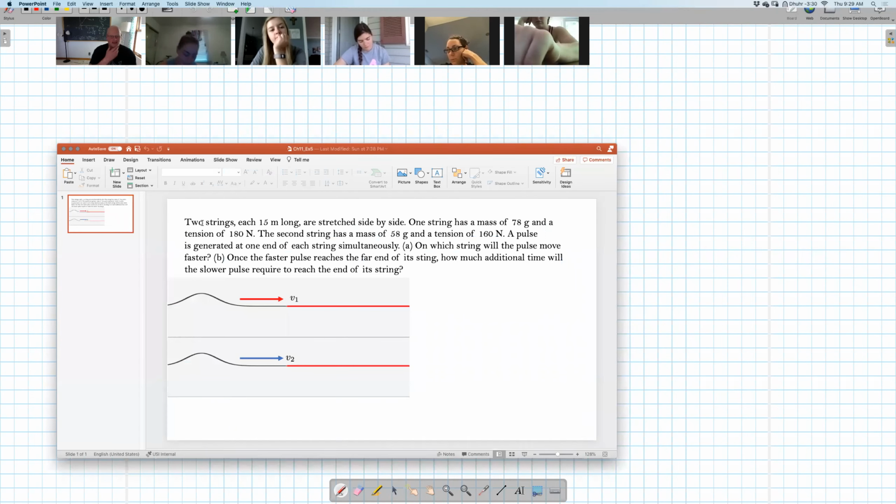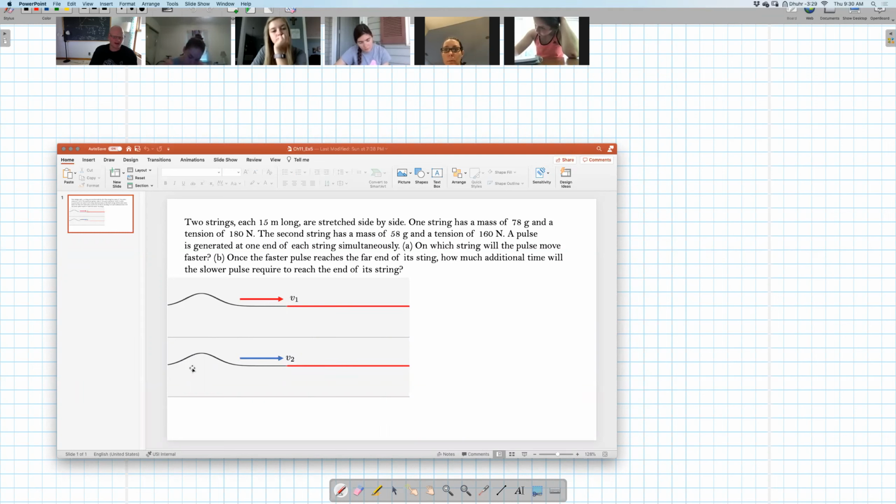So our example says that we have 2 strings. Each one is 15 meters long and are stretched side by side. So here's my string 1 and here's my string 2. And it says one string has a mass of 78 grams. That's the first one. And it's under a tension of 180 newtons. The second string has a mass of 56 grams and a tension of 160. So it has less mass, but it also has less tension.